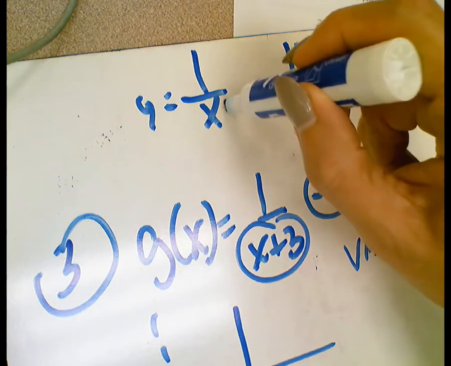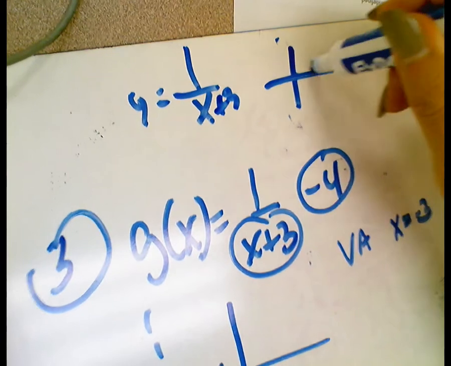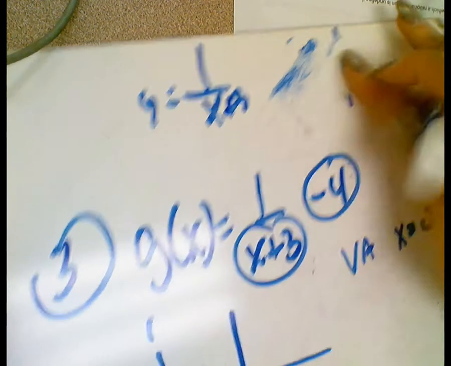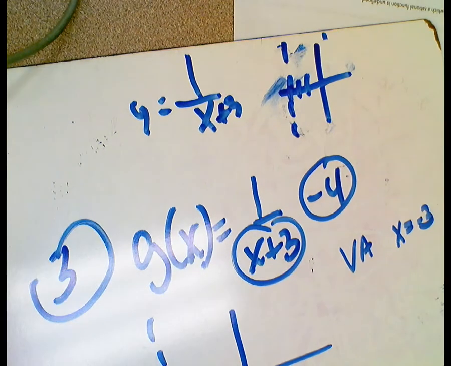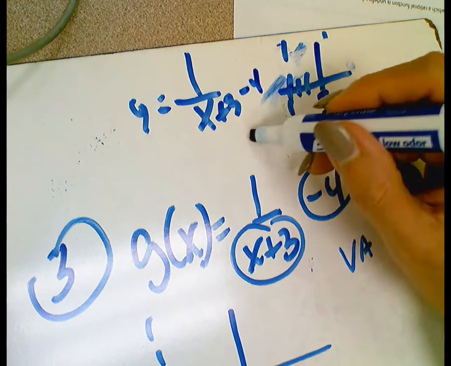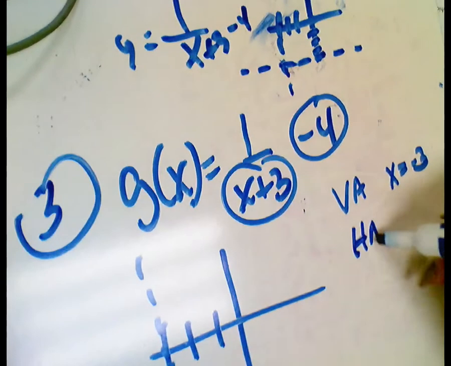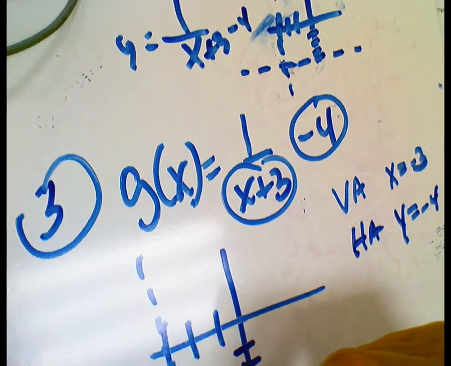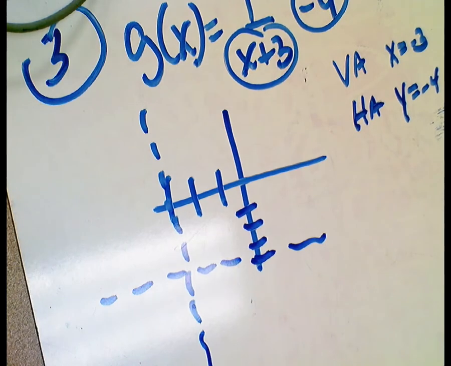But if you put a +3 here, that moves this vertical asymptote 3 to the right. So you go like this. Oh, I'm sorry about that. It's 3 to the left. Duh. 3 to the left. And then when you put this -4 here, it just means everything drops 4. That dropping is the actual horizontal asymptote. So your horizontal asymptote is y equals -4. So you have this. And then you just need a couple points.